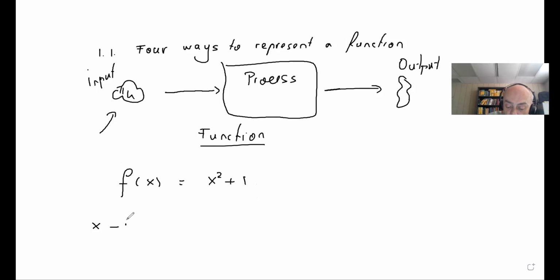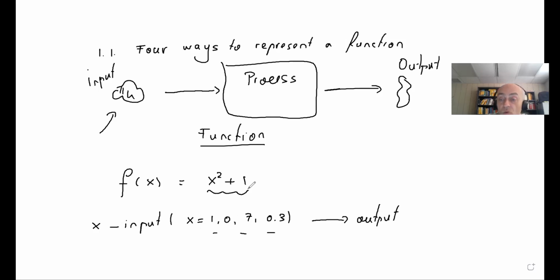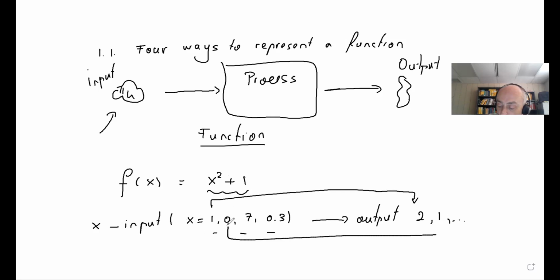So x is the input, which could be a number, right? A number like x could be 1, could be 0, could be 7, could be 0.3, or something like that. And then the output is going to be the result of this calculation, where you square x and then you add 1. So for example, when you input 1 here, the output will be 1 squared plus 1, or 2. When you input 0, the output will be 1, and so on. So for each of these, you will have an output, and it's given by this particular formula.